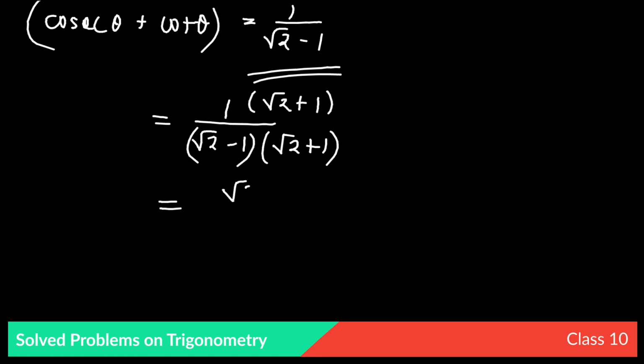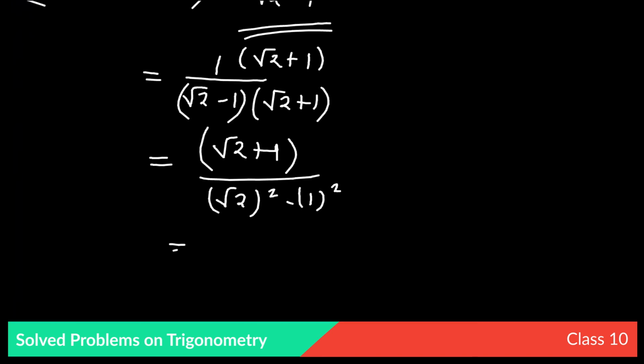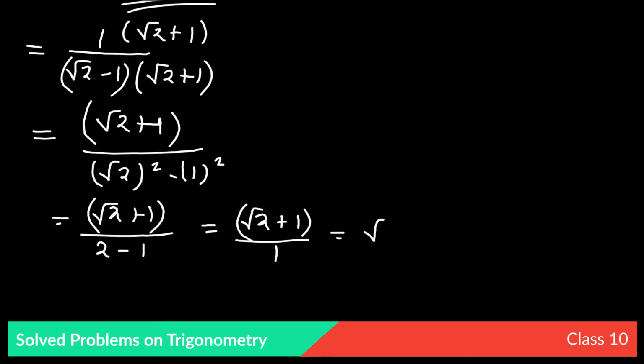So this is root 2 plus 1, and it is a plus b into a minus b form. So it is root 2 whole square minus 1 whole square. So it is actually root 2 plus 1 by, it is 2 minus 1. So root 2 plus 1 by numerator 1. So it is actually root 2 plus 1. So root 2 plus 1 is the final answer. This is the answer.